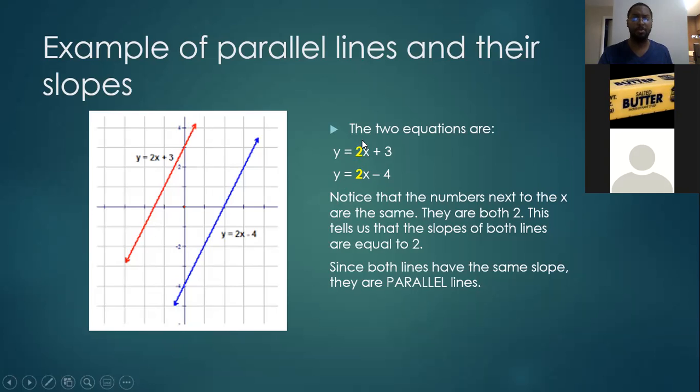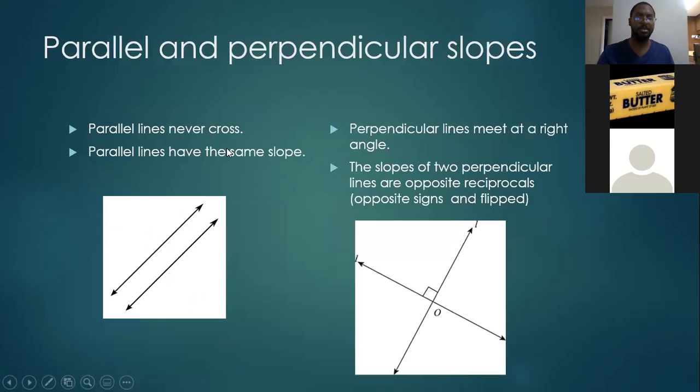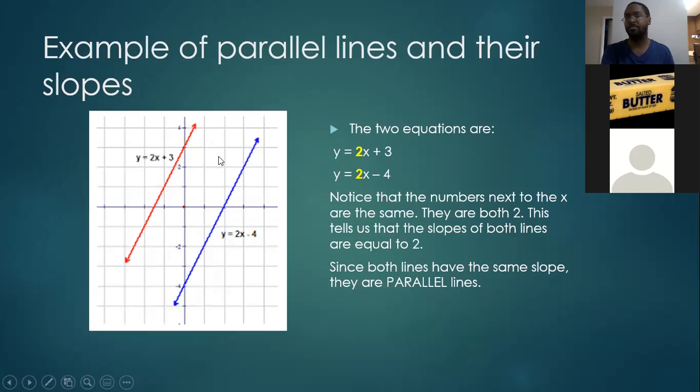And that's looking at the slopes. Look at the slope of the first line, it's 2, because I looked at it. If I look at the second line, it's also 2. I just looked at it. The slopes are the same. What kind of lines have the same slope? Well, we just said parallel lines. Those two lines are parallel.